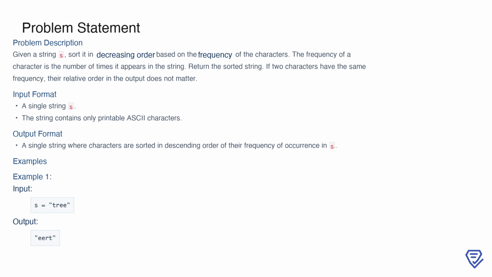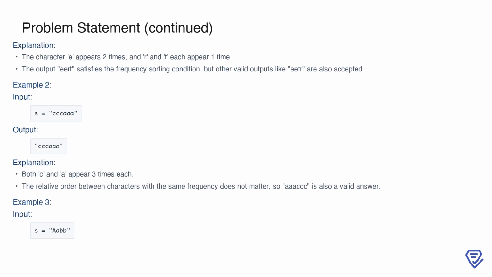For example, if the input is the string S equals tree, the output would be eert because the character e appears twice, while r and t each appear only once. Notice how e is placed first due to its higher frequency, and the order of r and t can vary since their frequencies are the same. Now, let's look at another example.